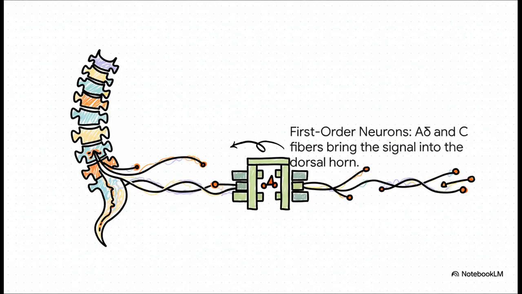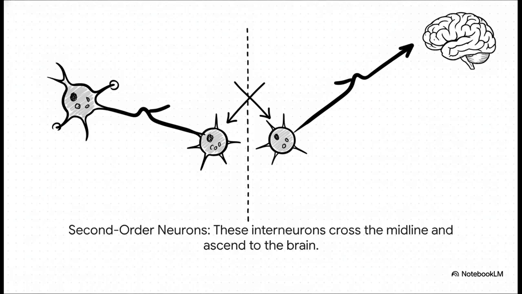Let's zoom in on the spinal cord itself. You can see right here where those first-order neurons come in and connect to the dorsal horn. Think of this area as a busy intersection or a gate where the signal gets processed and handed off. Now, this next step is absolutely critical and a huge point for exams. The first-order neuron passes the message to a second-order neuron. And what does that neuron do? It immediately crosses over to the opposite side of the spinal cord before it starts heading up to the brain. This is why an injury on the right side of your body is actually processed by the left side of your brain and vice versa.